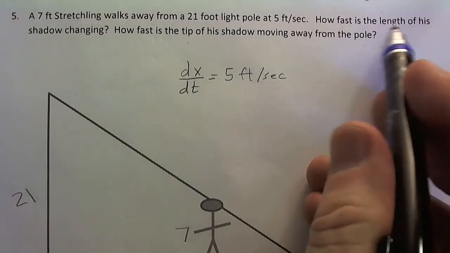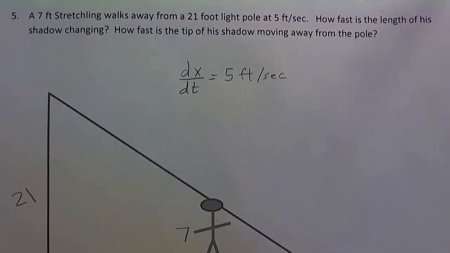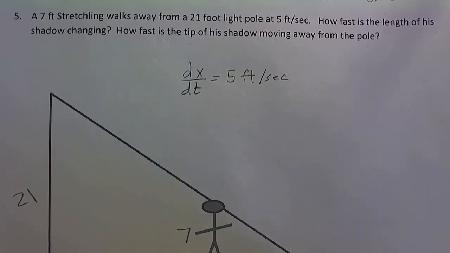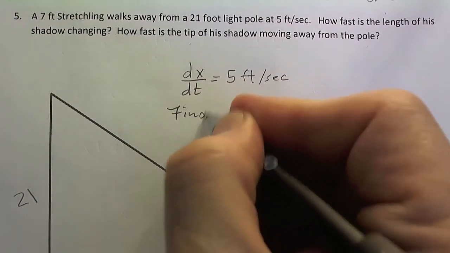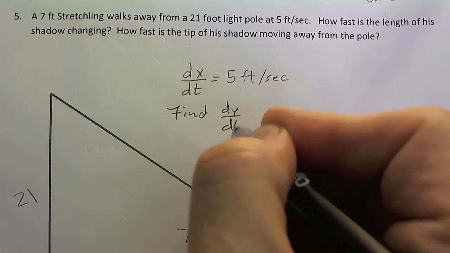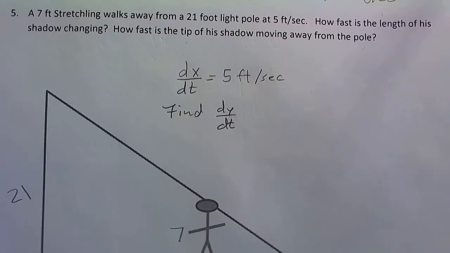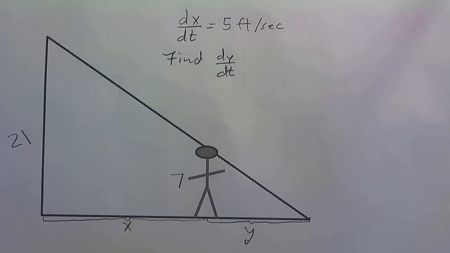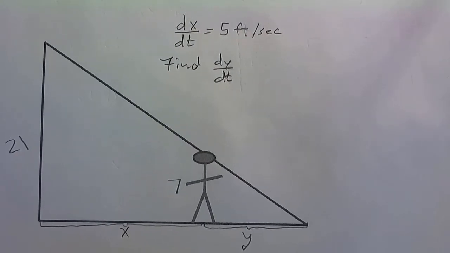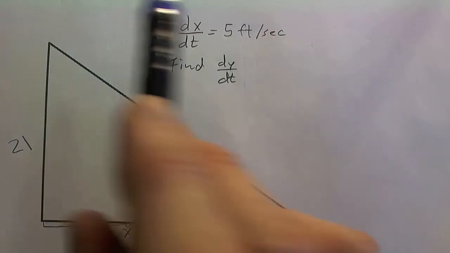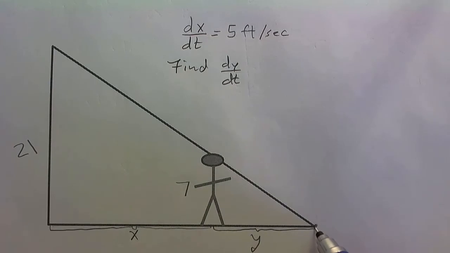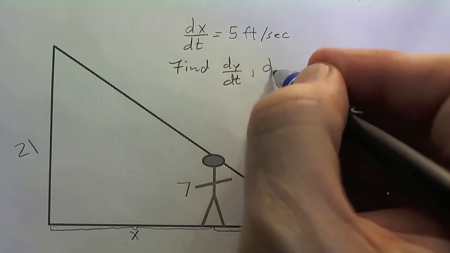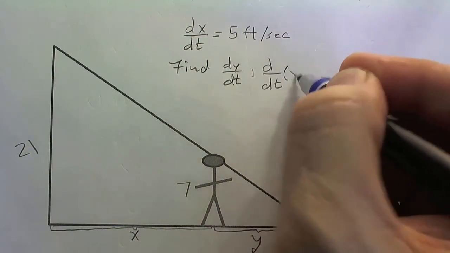Now, they want to know, well, how fast is the length of his shadow changing? Well, the length of his shadow is this right here, and I'll call that y. So we want to find dy/dt. Okay, that's what we want to find. And then another question is, how fast is the tip of his shadow moving away from the pole? Well, the tip of his shadow is this, and the distance is x plus y. So we also want to find d/dt of x plus y.